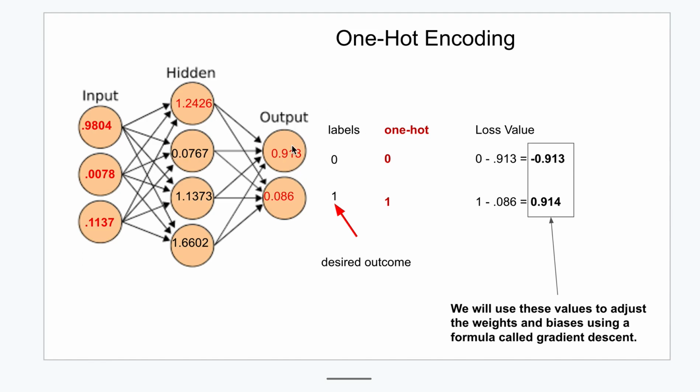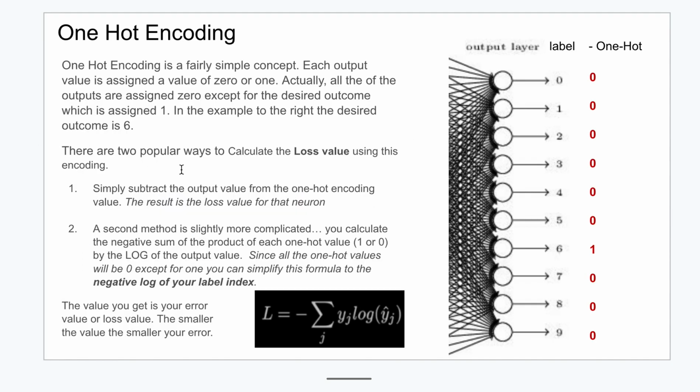So now we need to calculate our loss value. To calculate the loss value, we're going to use something called one-hot encoding. This is also referred to as the error value. So one-hot encoding is a pretty simple concept. Each output value is assigned a value of 0 or 1. Actually, all the values are 0 except for the desired outcome. That one gets assigned to 1.